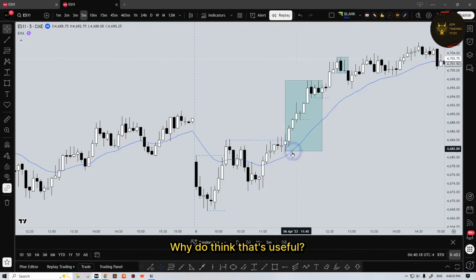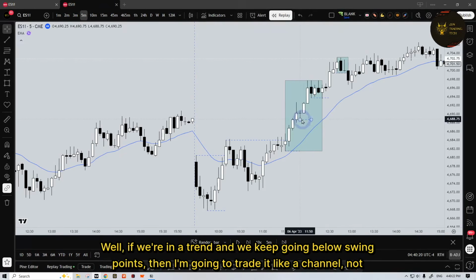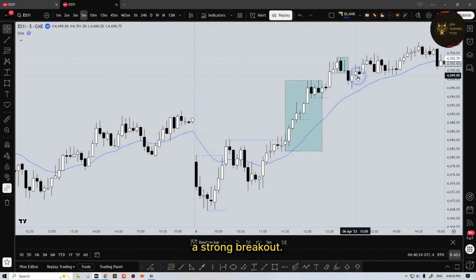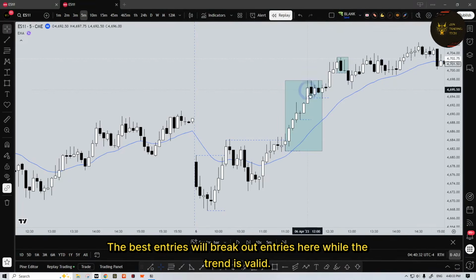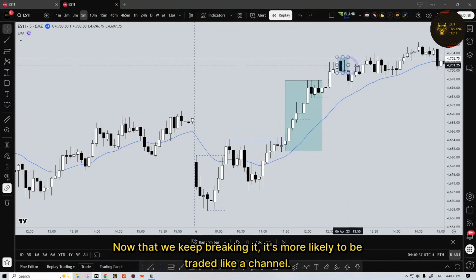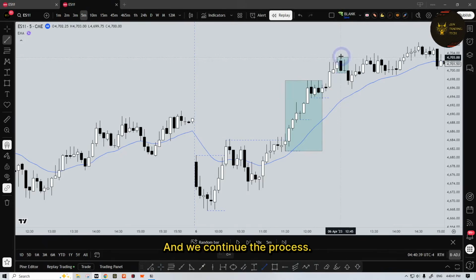Why do I think that's useful? Well, if we're in a trend and we keep going below swing points, then I'm going to trade it like a channel, not a strong breakout. And the best entries here were not breakout entries. The best entries were breakout entries here while the trend is valid. Now that we keep breaking it, it's more likely to be traded like a channel. And we continue the process.